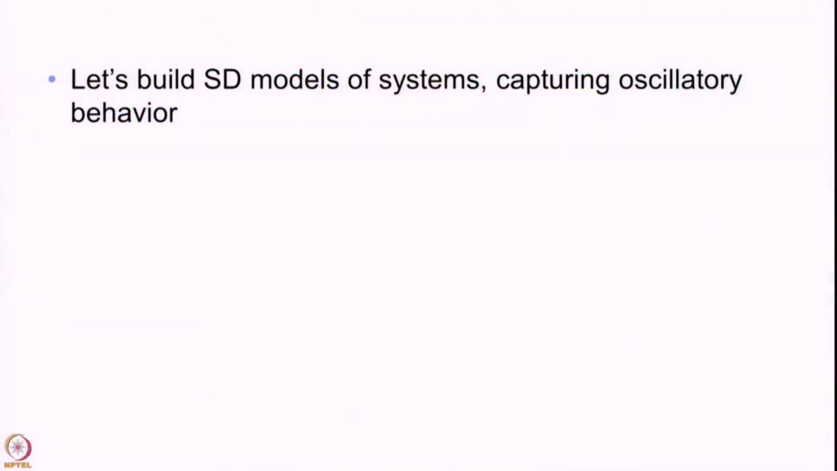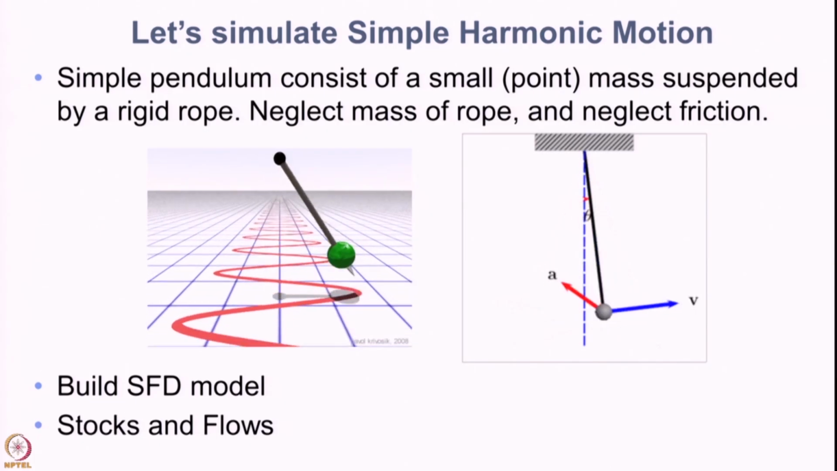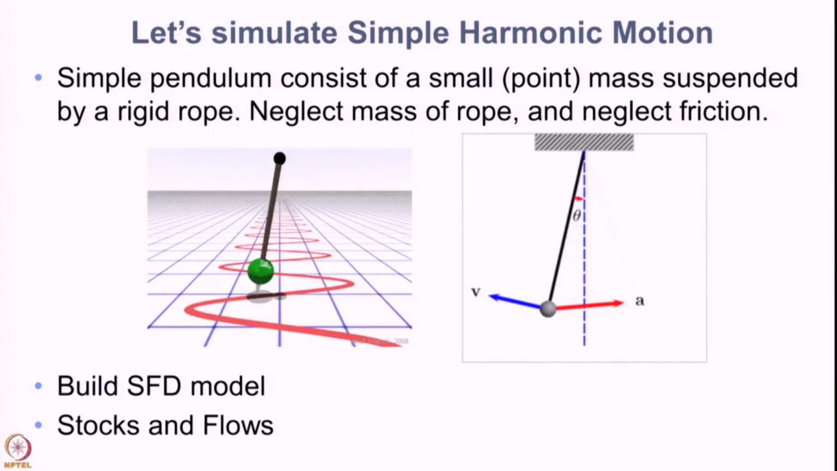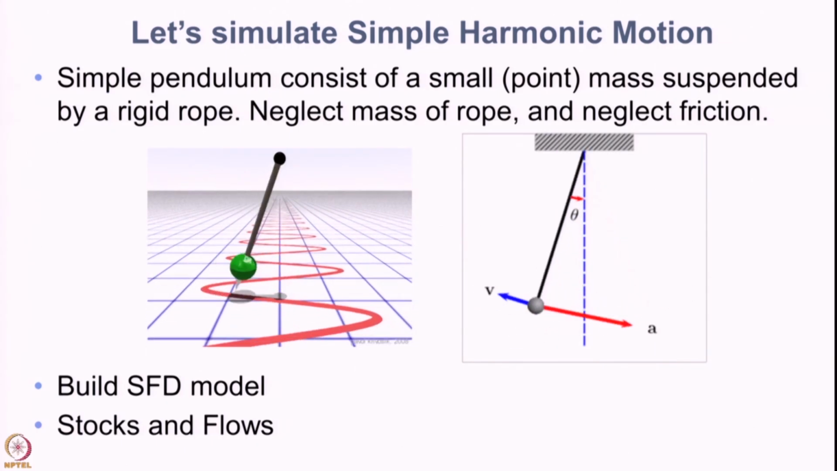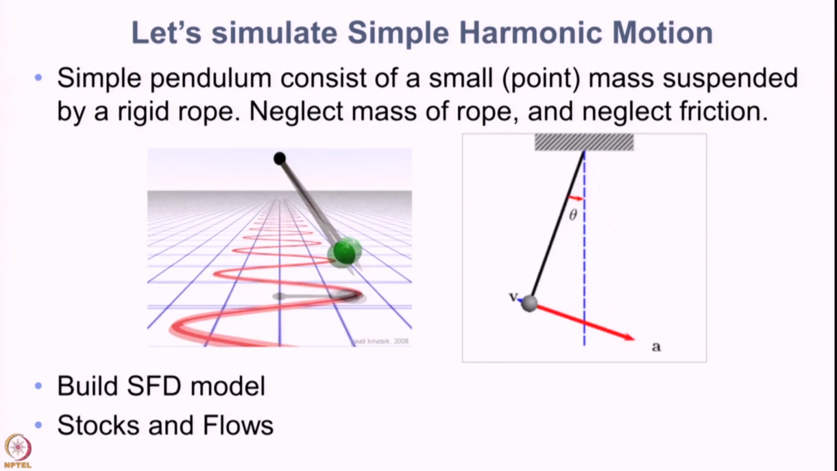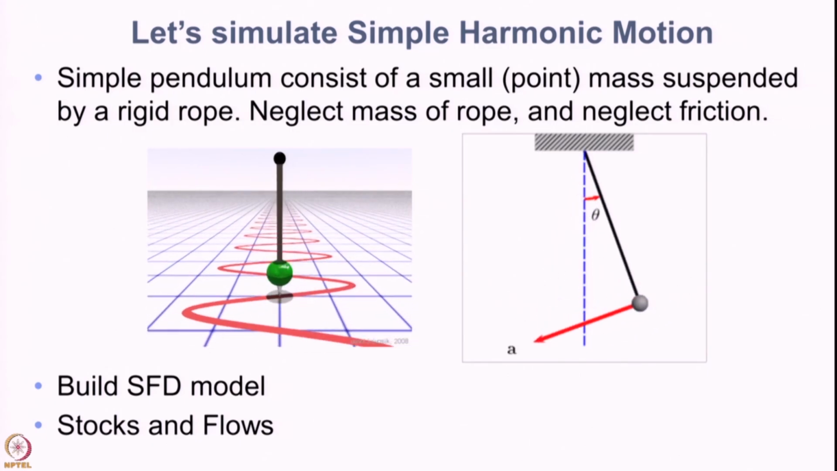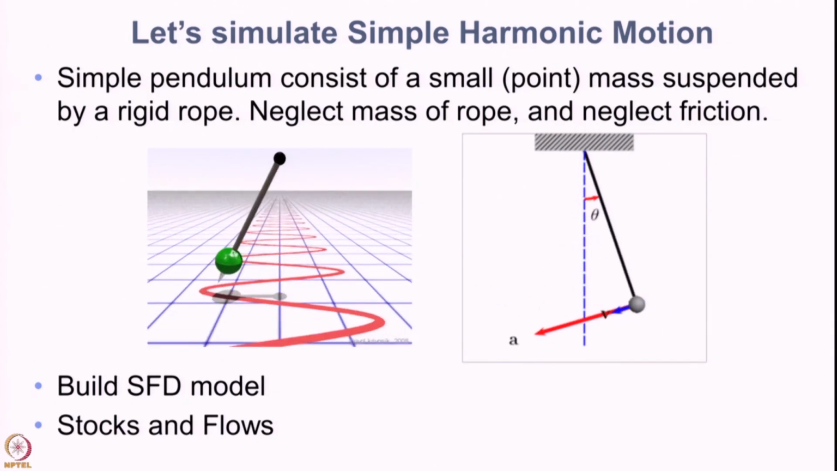Now, with this, let us build a system dynamics model of a system, capturing this oscillatory behavior. As an example, we are going to take a look at a simple pendulum model. As shown here, a simple pendulum consists of a small point mass suspended by a rigid rope. We are familiar with that. And when we are trying to model the simulation of such a system, we usually neglect the mass of the rope and neglect friction.